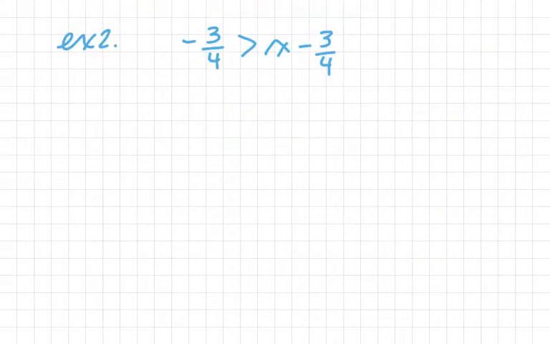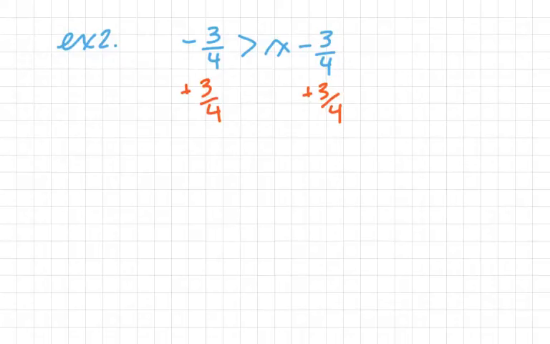On to example 2. We have negative 3/4 is greater than x minus. Okay, so what I can do here is I can add 3/4 to both sides. And what do I get? Well, on the left, I have a negative 3/4 and a positive 3/4. That's going to be 0. On the right, I keep my inequality symbol, and on the right, I have just an x.